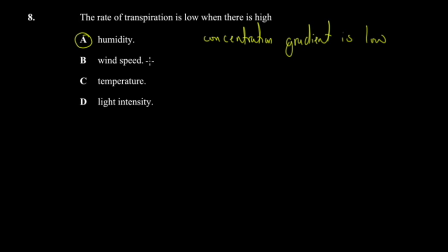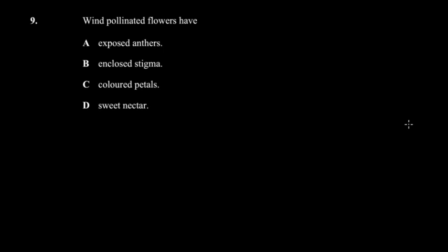Wind speed increases the rate of transpiration. Temperature, you increase the temperature, you increase the rate of transpiration. Light intensity, same thing, you increase the rate of transpiration. Transpiration is the loss of water in a plant, by the way, through the leaves. So let's move over to question 9.